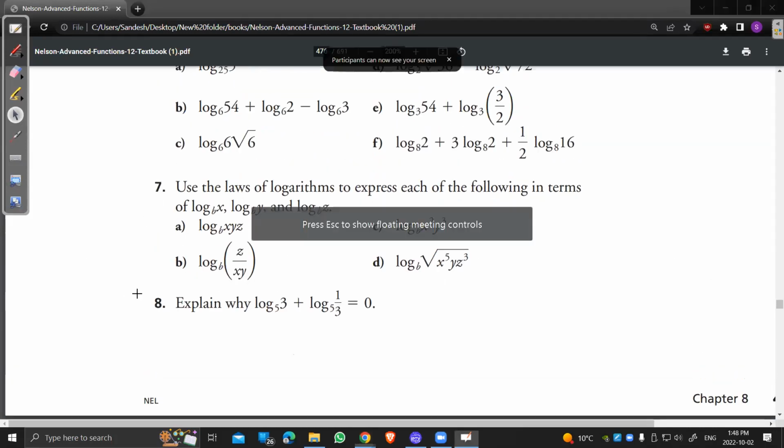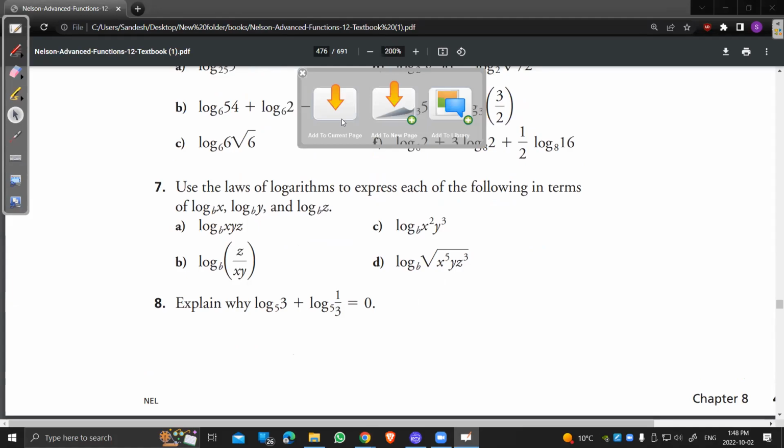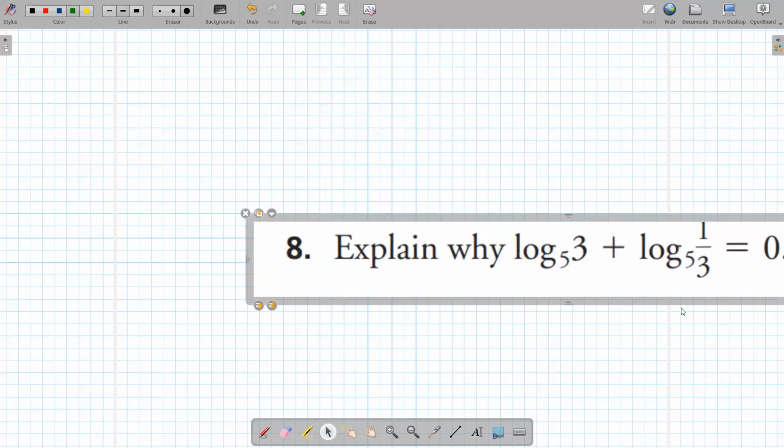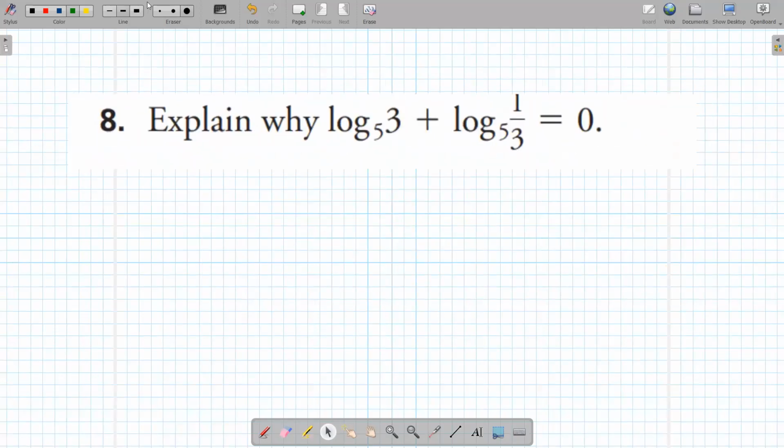This one's kind of interesting. It says explain why log base 5 of 3 plus log base 5 of 1/3 is equal to 0. Any ideas? I guess not. We have 1/3. If I want to write this as 3 to the power of something, what is it?